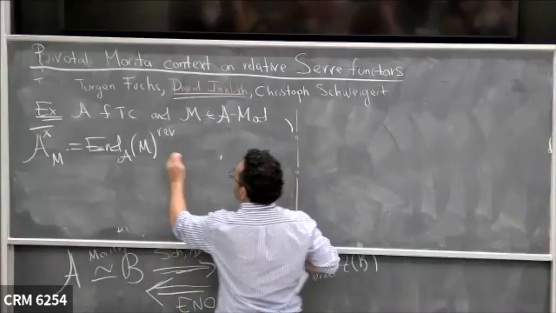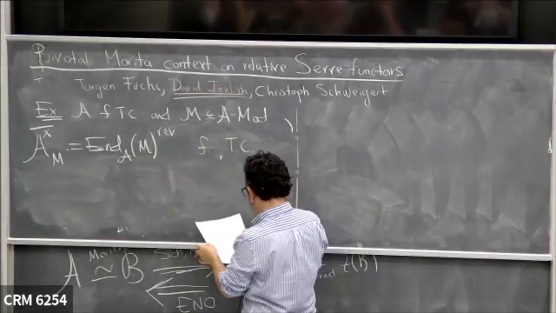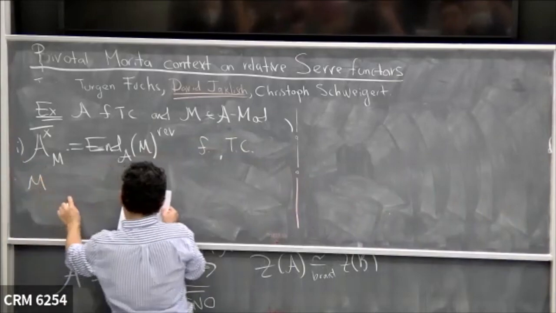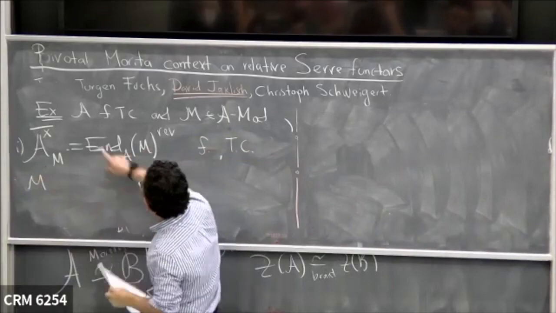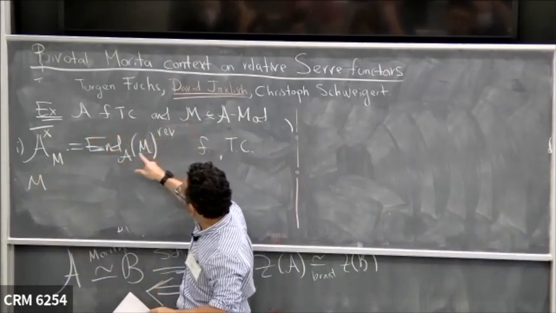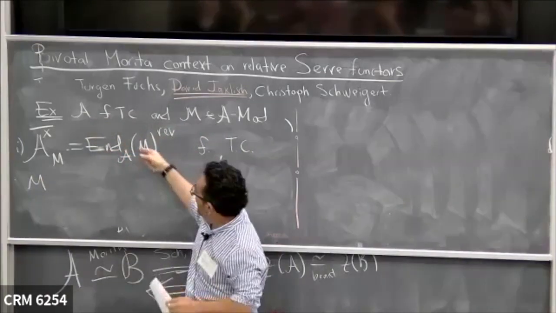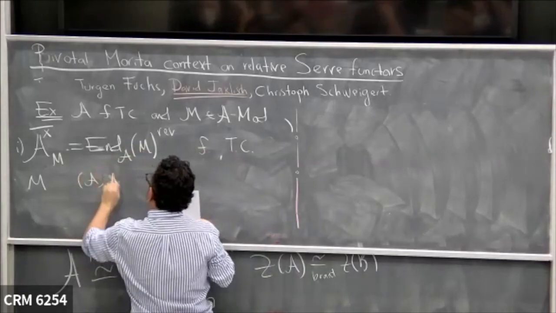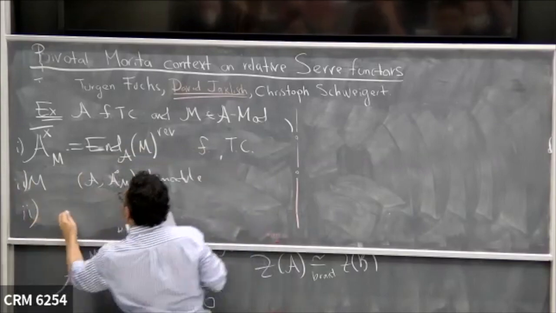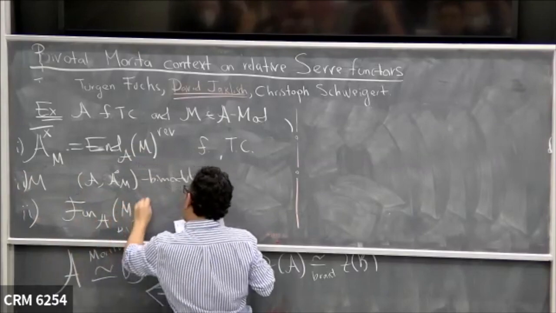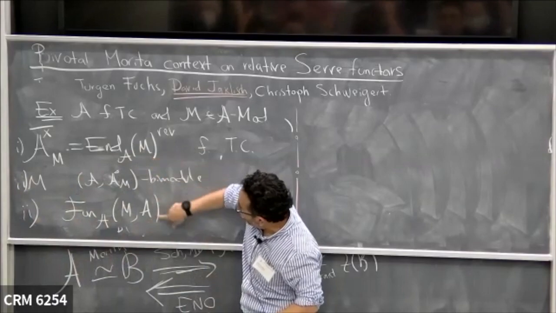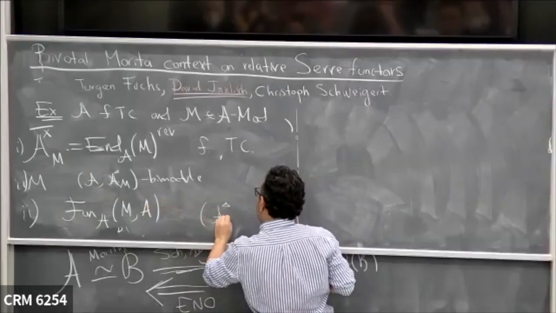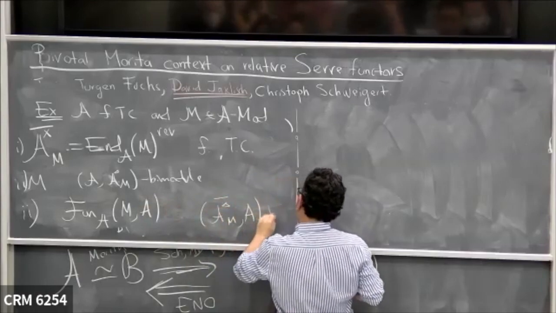This is a finite tensor category, and this category acts on M. A by definition acts on the left on M, but A star also acts on the right on this, basically by applying the functor, because every object here is a functor. And so this is an A, A star M bimodule. And the other one will be the functors from A to A. Again, this category naturally acts here, and you can also give a module structure there. And this is an A star, A M bimodule. And this forms a Morita context.